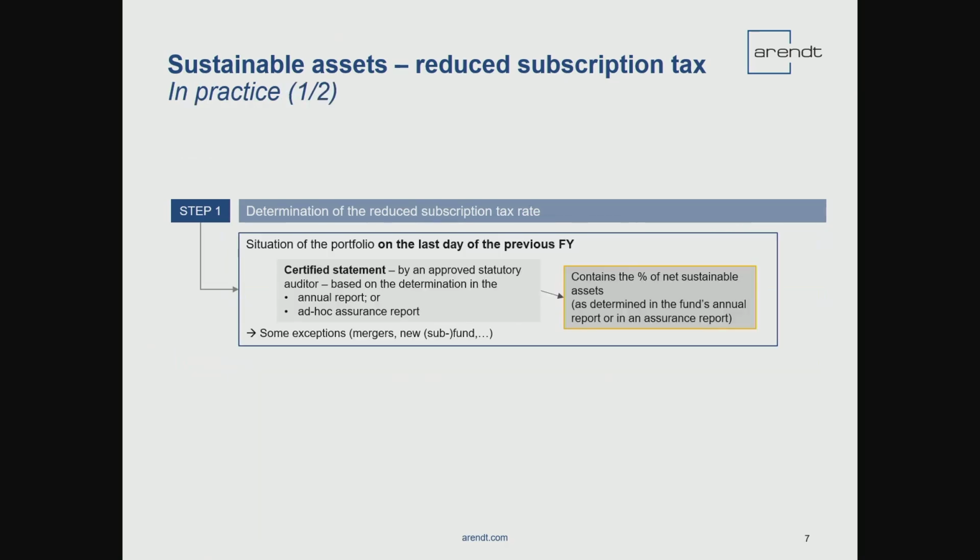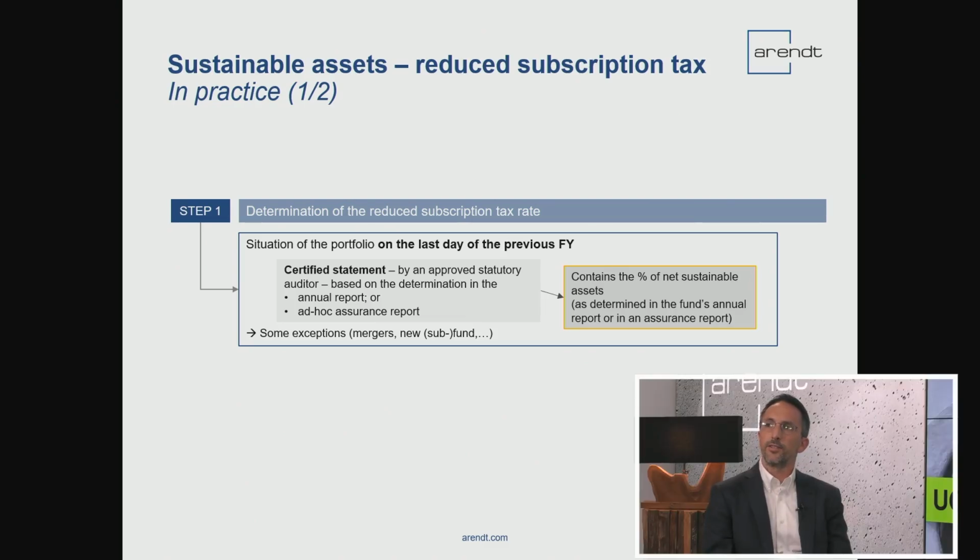So step one, what needs to be done in view of determining the reduced subscription tax rate. What the fund needs to have is a certified statement by an approved statutory auditor. That certified statement will focus on the situation of the portfolio in your fund on the last day of the previous financial year. And that statement will basically contain the percentage of net sustainable assets as determined in the annual report.